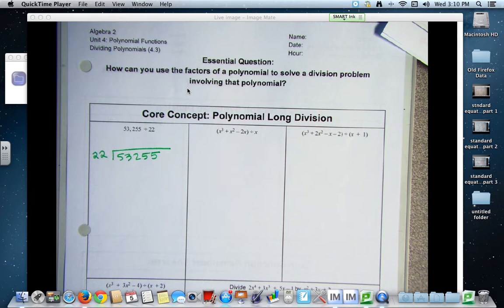Working with the polynomials. So our first problem is similar to something that you've done in elementary school.